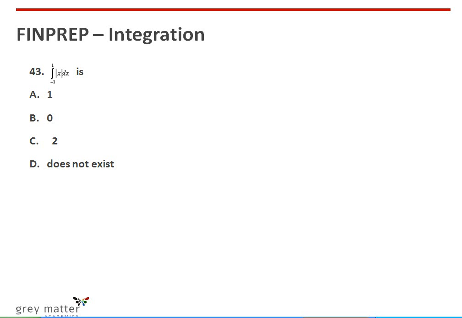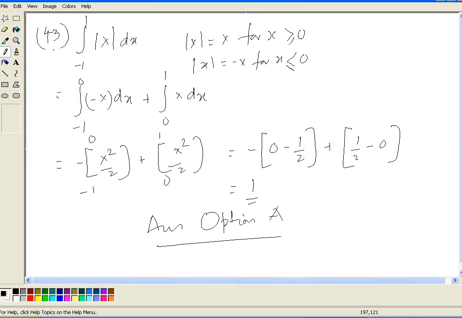Now the 43rd question, integral from minus 1 to 1 of mod x dx, we need to compute. Going to our worksheet, we know that mod x is equal to x for x greater than or equal to 0 and mod x equals minus x for x less than or equal to 0. So we can split the integral as from minus 1 to 0, mod x will be minus x dx, and from 0 to 1, integral of mod x will be x dx.